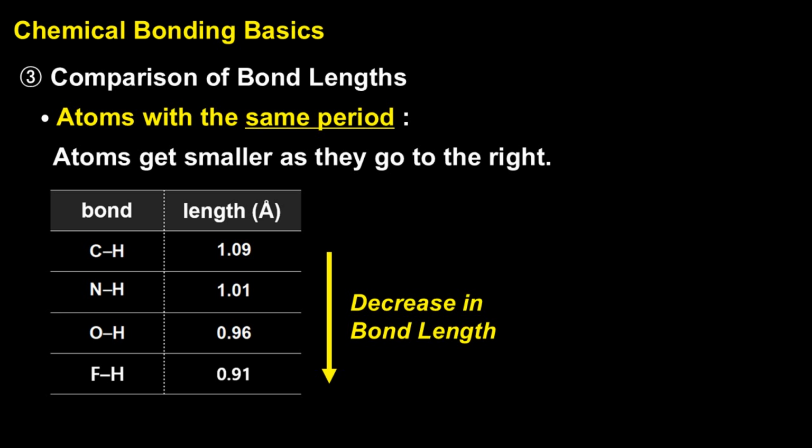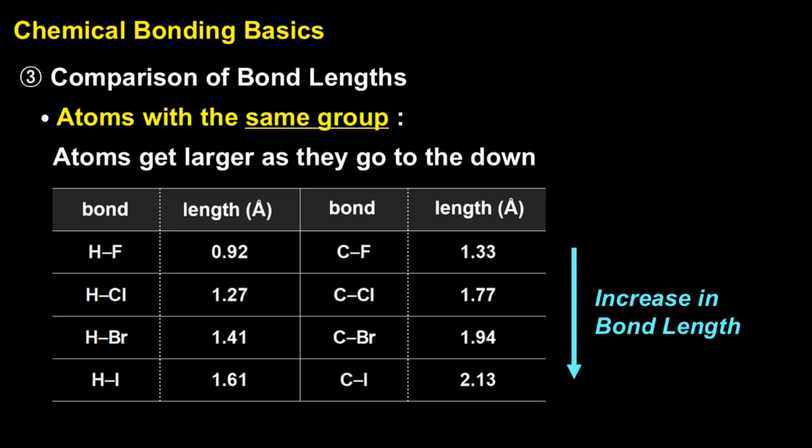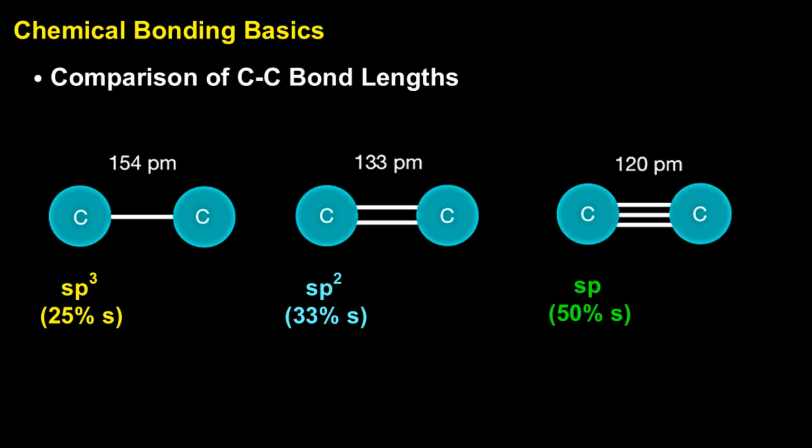First, atomic size plays a big role. If we compare atoms across the same period, they actually get smaller as we move to the right on the periodic table. And because smaller atoms can get closer to each other, this usually results in shorter bond lengths. On the other hand, if we look at atoms within the same group, they get larger as we move down the periodic table. And because larger atoms have electron clouds that spread out more, the distance between their nuclei increases, which leads to longer bond lengths.